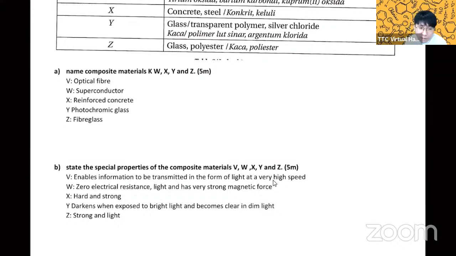So zero electrical resistance and very strong magnetic force. Okay, there should be a condition now. If you want to put a condition, it should be fine. Okay, hard and strong, darkens when exposed to sunlight, strong and light for your fiberglass.